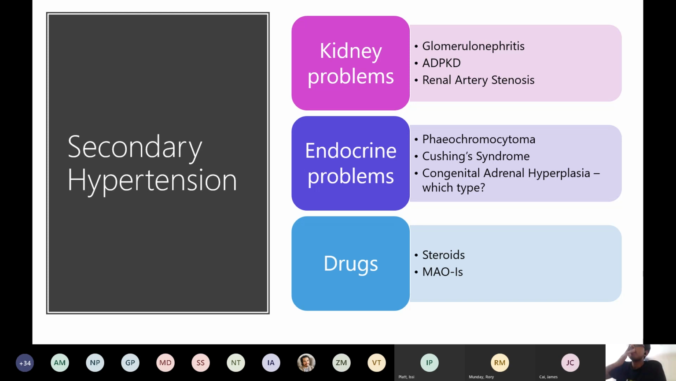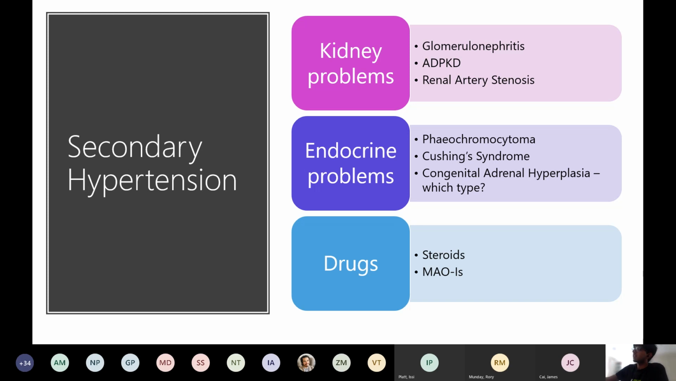So what kind of kidney problems should you be thinking of when you see someone acutely hypertensive? There's one really important one, and then there's two less important ones. Yeah, so renal artery stenosis is the most important thing to think about in terms of kidney problems. ADPKD and glomerulonephritis can also cause it, but glomerulonephritis is really quite rare, so focus on renal artery stenosis.